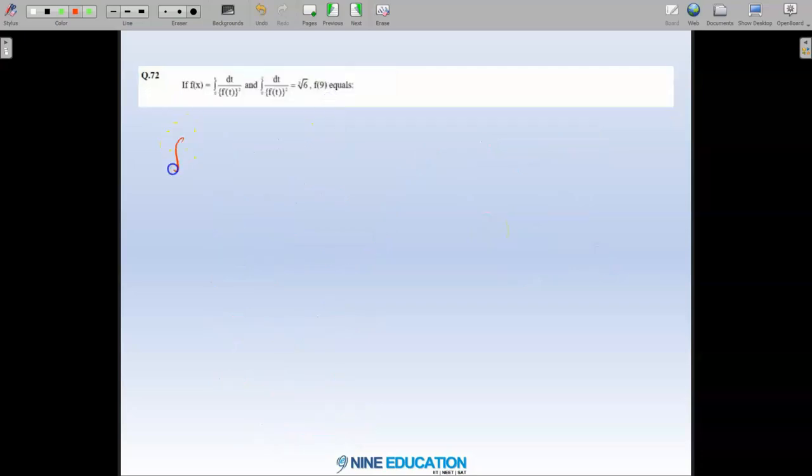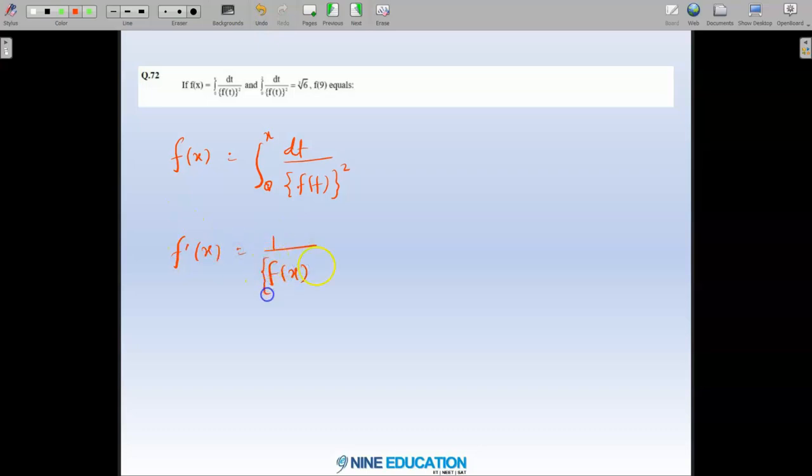Question number 72: we have f of x as the integral from 0 to x of dt divided by f of t whole square. So if we try to find f dash of x from here, we have to put this x in place of t. That is the first thing that we do. Now f dash of x will be 1 by f of x whole square.